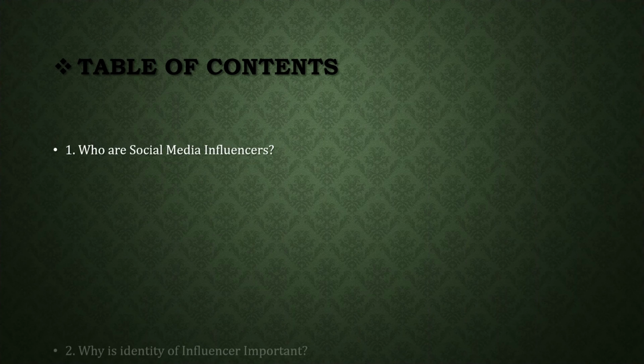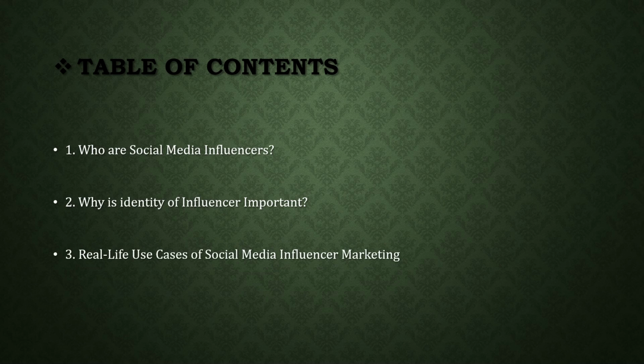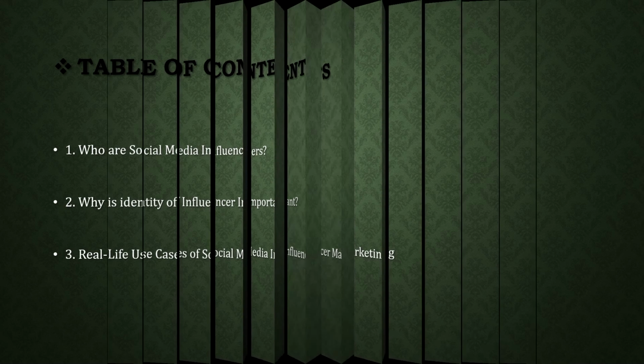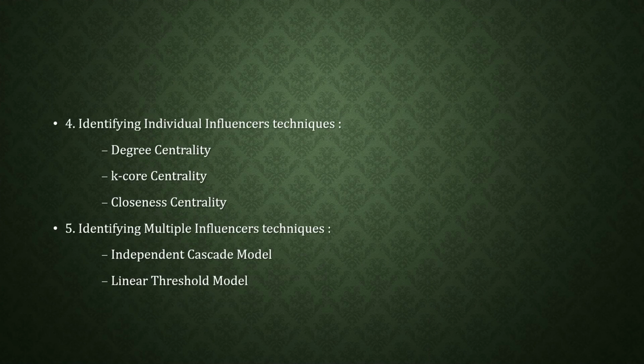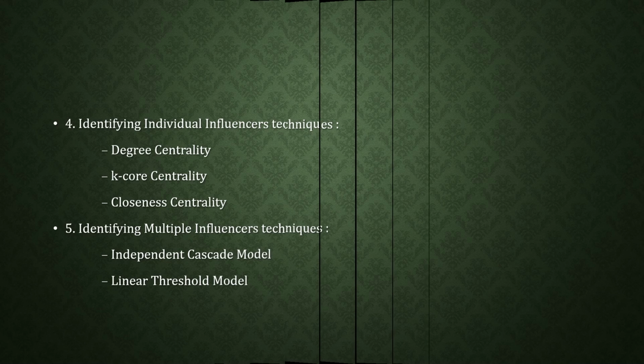Table of contents. 1. Who are social media influencers? 2. Why is identity of influencer important? 3. Real-life use cases of social media influencer marketing. 4. Identifying individual influencers techniques: degree centrality, K-core centrality, closeness centrality. 5. Identifying multiple influencers techniques: independent cascade model, linear threshold model.